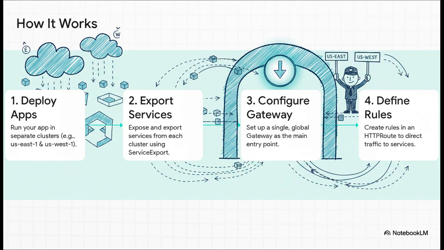First, you deploy your application in, say, two totally separate Kubernetes clusters, one on the US East Coast, one on the West Coast. Then you set up a single global gateway. You can think of this gateway as the one and only front door for your entire global app. And finally, you just give it a few simple rules that tell it how to direct all the incoming traffic. It's kind of like a super smart traffic cop for the internet.